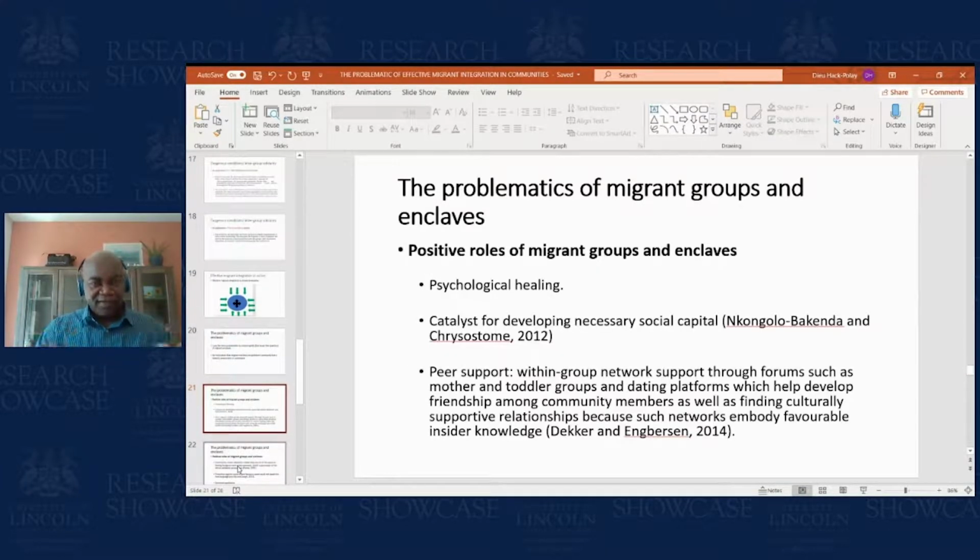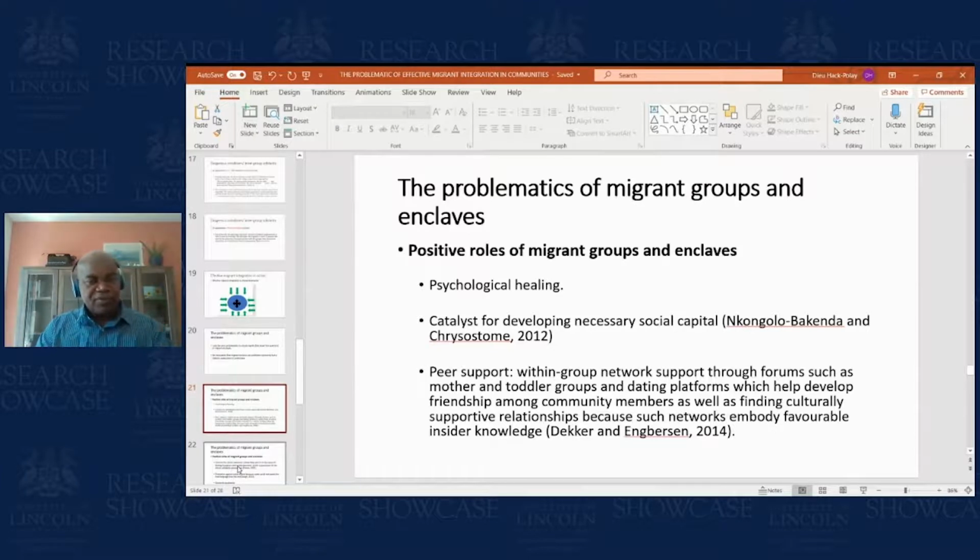So they play a positive role, as I said before, in the healing. So when migrants come to a new society, it makes sense for them to go to people that they can relate to. Yeah, that is not a problem at all. And that's where Ngongolo, Akenda, and Chrysostom have found that these migrant enclaves are actually a catalyst for developing the necessary social capital. Because people who understand the language, the culture, and the psychology of the new migrant will help them through the transition process. But on the other side, there could be issues that I'll be talking about.